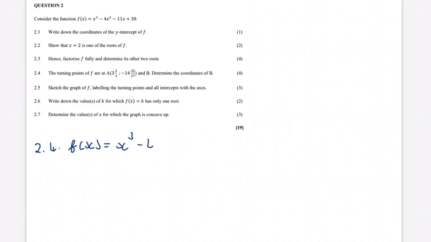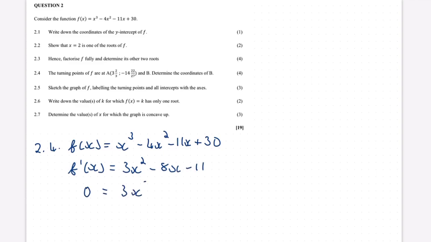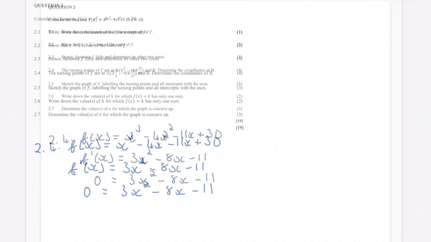Now, f of x is equal to x cubed minus 4x squared minus 11x plus 30. So we're going to find the gradient, f prime of x, which should be 3x squared minus 8x minus 11. We will then equate the gradient to 0 because it is only at the turning points or the stationary points that the gradient of the graph is 0.